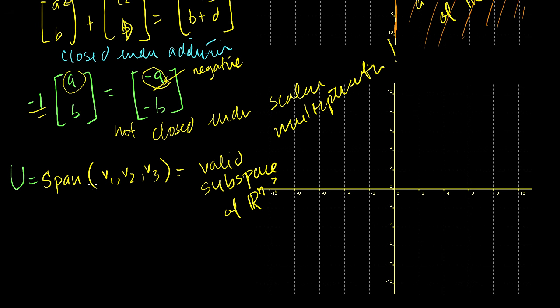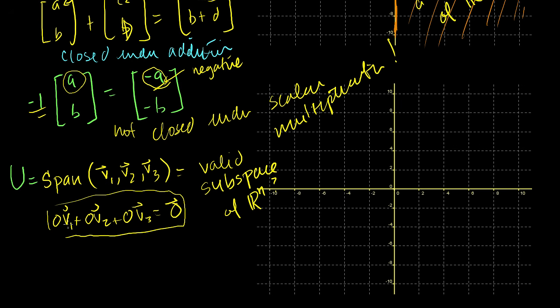Actually, does this contain the 0 vector? Well, sure. If we just say 0 times v1 plus 0 times v2, these are all vectors, I didn't write them bold, plus 0 times v3, we get the 0 vector, right? Everything just is zeroed out. So it definitely contains the zero vector. This is a linear combination of those 3 vectors, so it's included in the span.